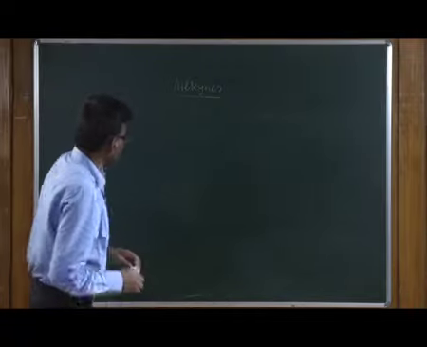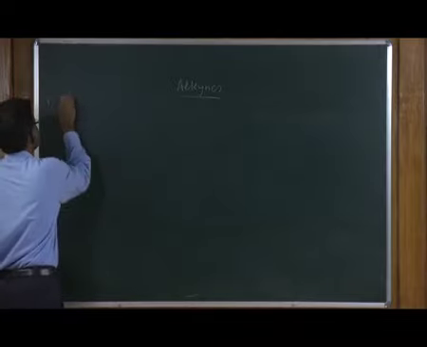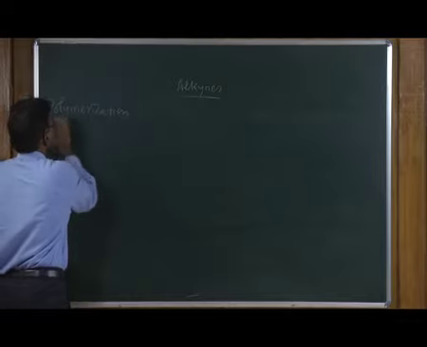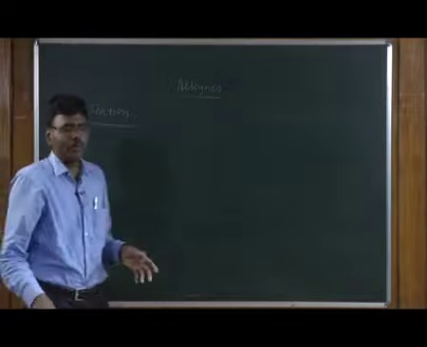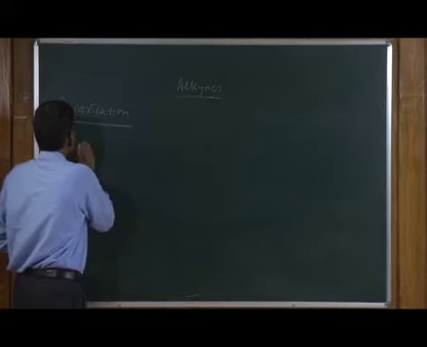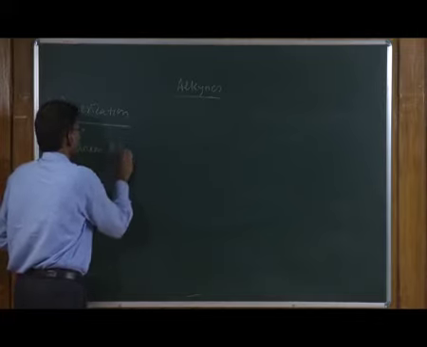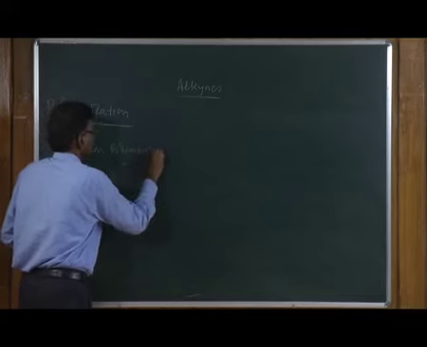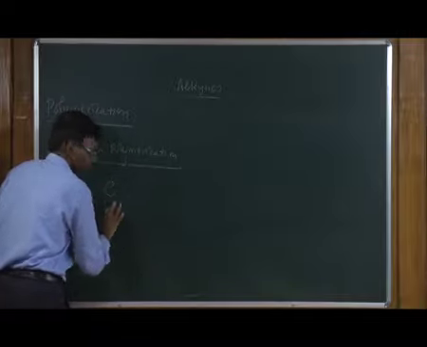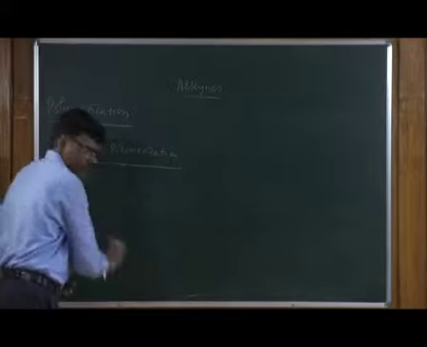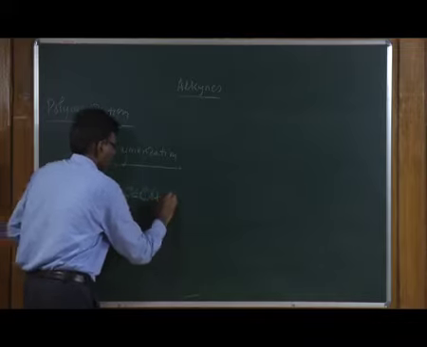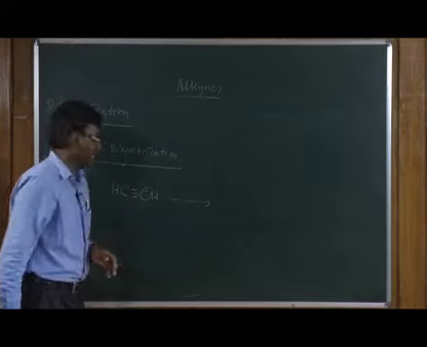The last example is the polymerization reaction. Two kinds of polymerization reactions are possible with alkynes, and one is linear, for example, acetylene undergoing polymerization under certain conditions to give the polymer.